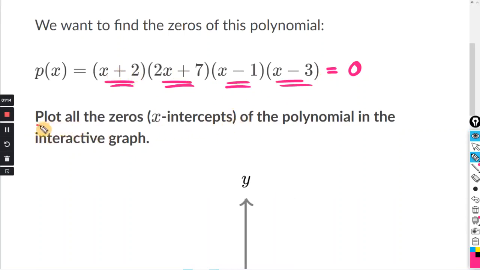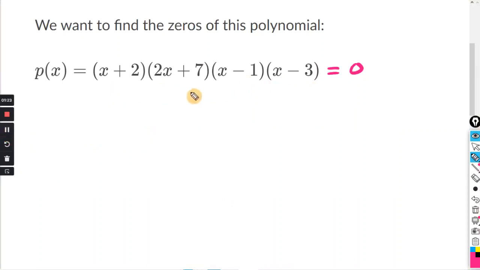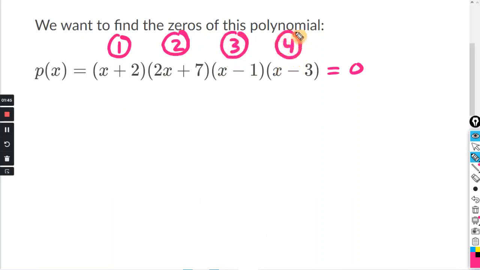And then at the end, they want us to plot the zeros or the x-intercepts on the graph, but that'll be later. Now, some of these you can do in your head, but I'll do each one individually. Okay, I'll label this part number 1, and this part in parentheses number 2, and this part in parentheses number 3, and this part in parentheses number 4. Okay, so I'm going to set each one equal to 0, because if this was 0, anything multiplied by 0 would equal 0, and so on.